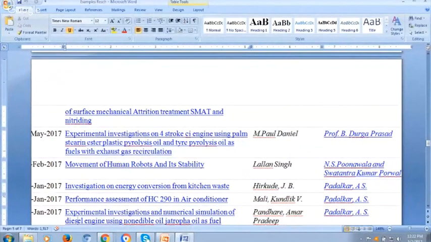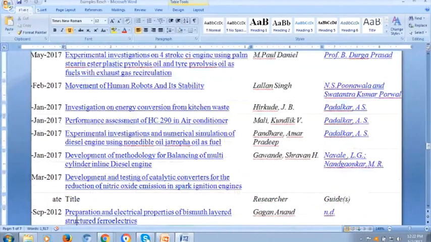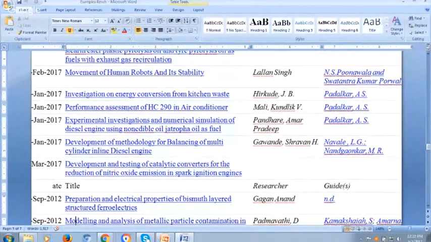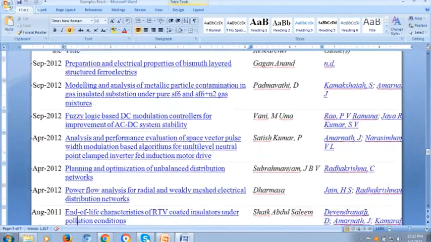Here you see that we are talking about development of methodology for balancing multi-cylinder inline diesel engines. Now, when you say development, balancing of multi-cylinder inline diesel engine is one, balancing is another, and development may be the third one. So the terms are very specific, which can be used for searching the databases which are available.